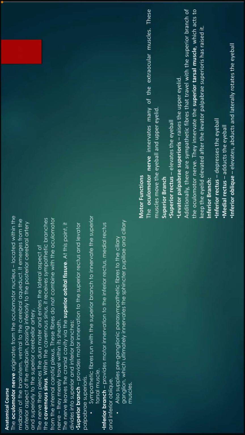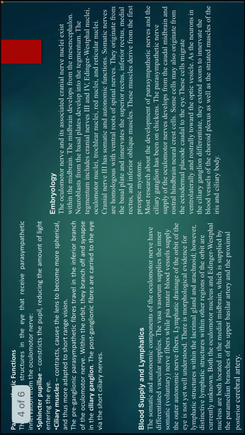Meanwhile, the inferior branch includes the inferior rectus, which depresses the eyeball, the medial rectus, which adducts the eyeball, and the inferior oblique, which elevates, abducts, and laterally rotates the eyeball.